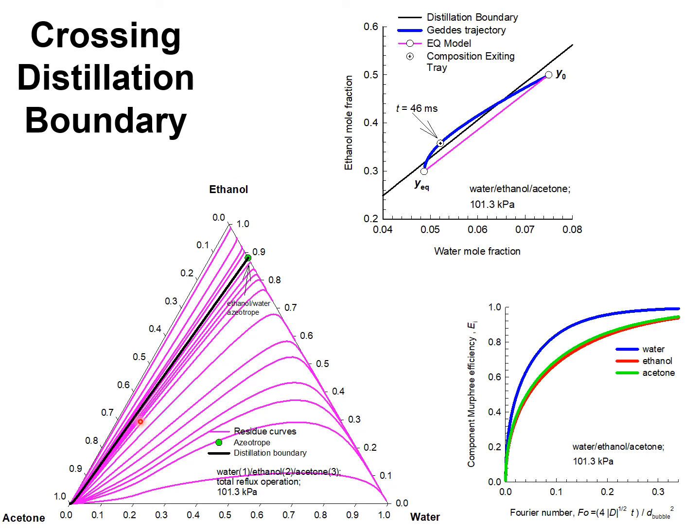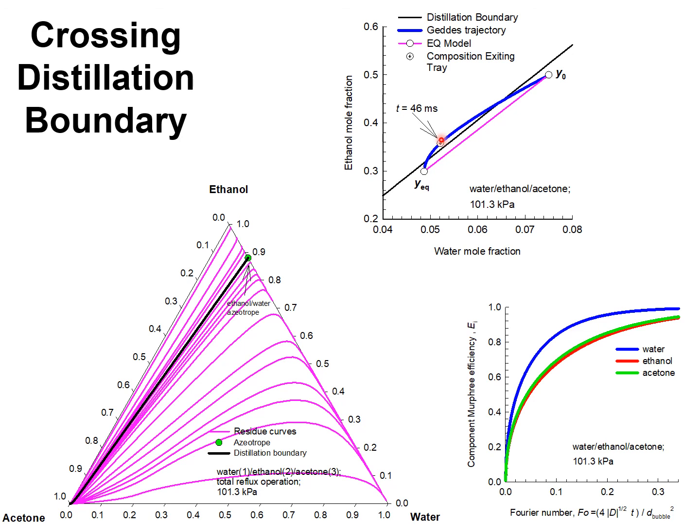Let us perform the calculations using the Geddes model described in the previous slide. We take the composition of the vapor entering the tray just below the distillation boundary at this position, and this is a blow up of the composition diagram. So this is the composition of the vapor entering the tray. Using the Maxwell-Stefan equations and the Geddes equation for diffusion in the vapor phase, we can calculate the composition trajectory the vapor follows as it equilibrates in passing through the tray. And the equilibration trajectory is shown by the blue line.